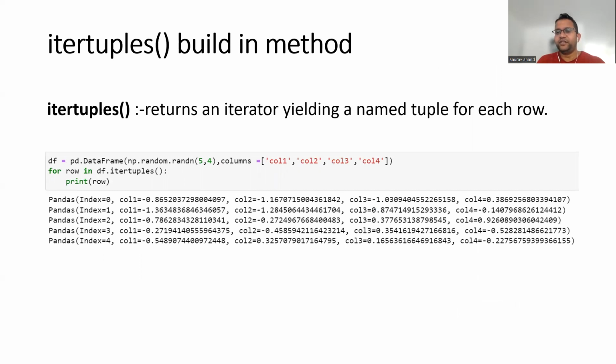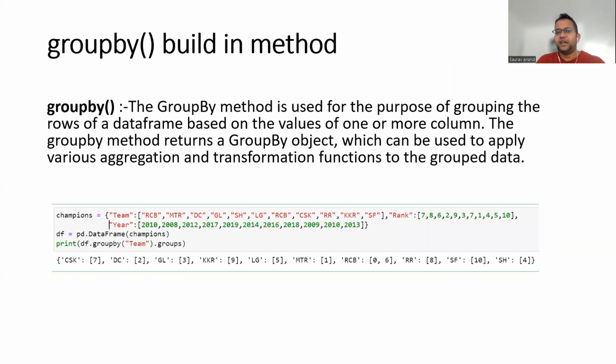In this example, we can see that output returns tuples where each tuple is representing a row, and each tuple object contains the index of the row and the column values. One of the most important methods of pandas is the group by method. With the help of this method, we can group the rows based on the values of a column or multiple columns. Then we can apply the different aggregation or transformation method accordingly.